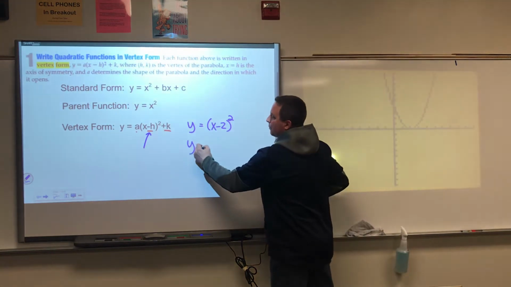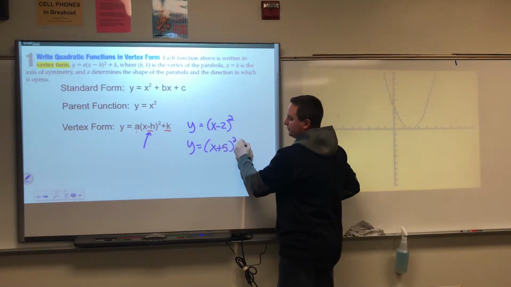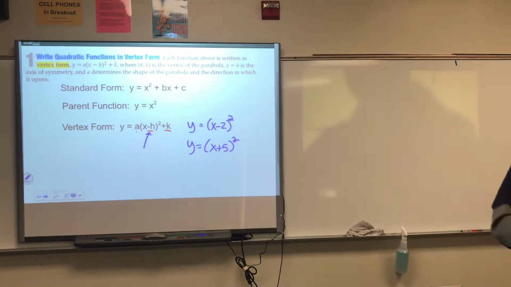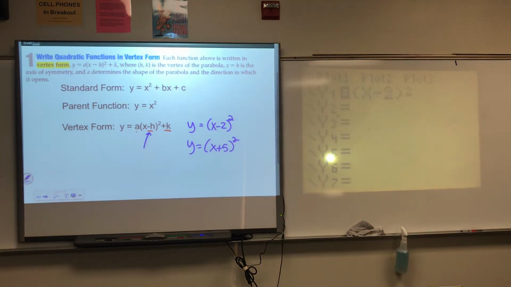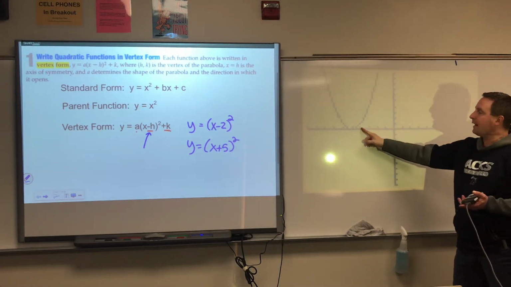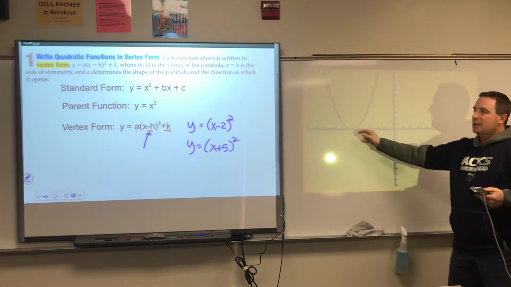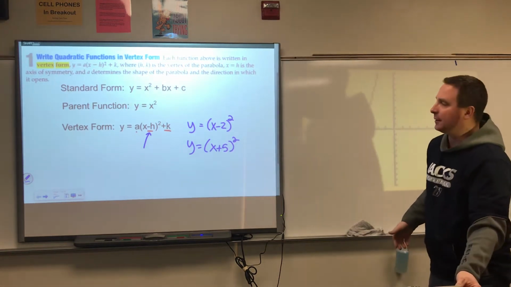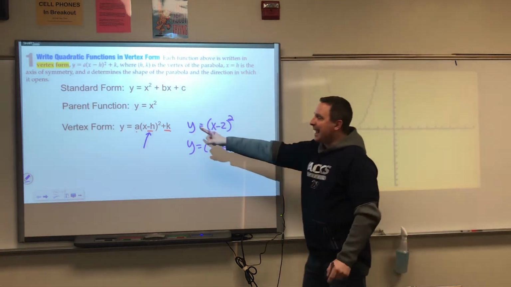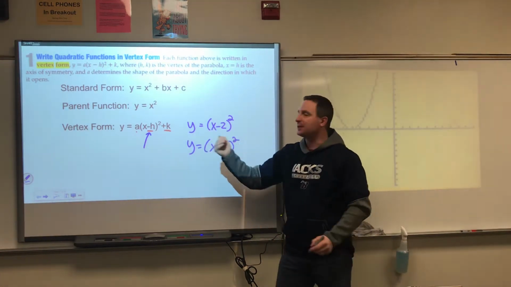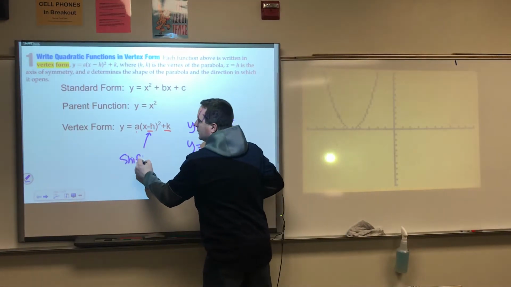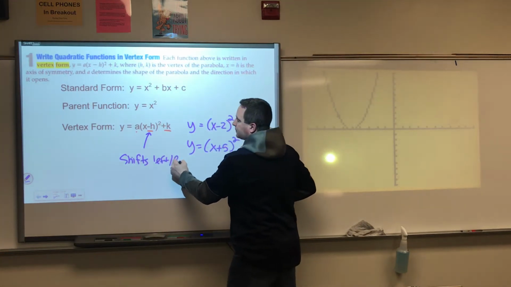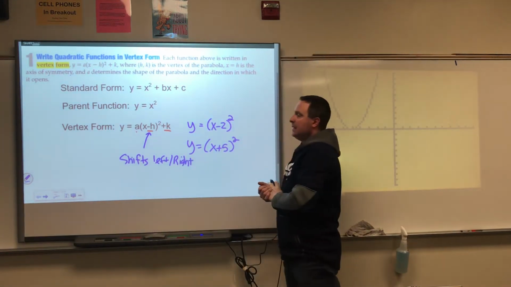What if I had this in the parentheses? What if I let h be plus 5? I'm going to change this to y equals x plus 5 squared and press graph. What that did is instead of the parent function being at 0, 0, it went to the left 5 units. We could keep on going and going here, but to make a long story short, the effect that h has on the graph is that it shifts the graph left and right.